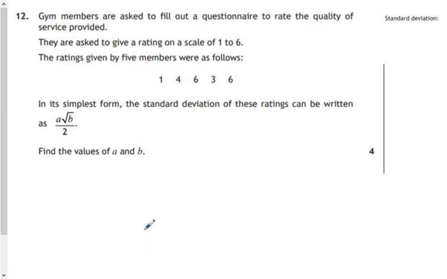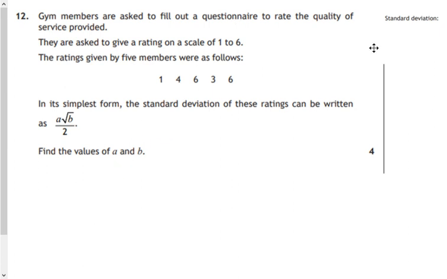Question 12. Gym members are asked to fill out a questionnaire to rate the quality of the service provided. They're asked to give a rating on a scale of 1 to 6. The ratings by 5 members are as follows: 1, 4, 6, 3, 6. In its simplest form, the standard deviation of these ratings can be written as a root b over 2. Find the values of a and b.